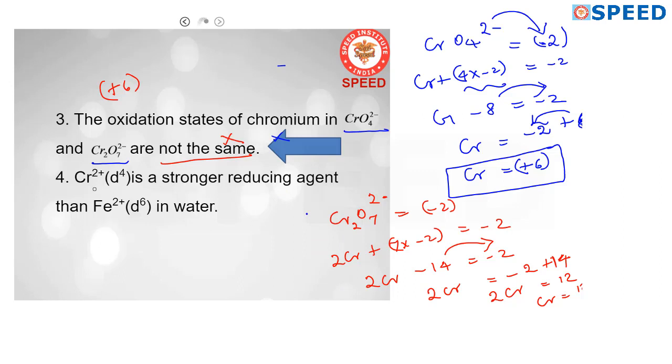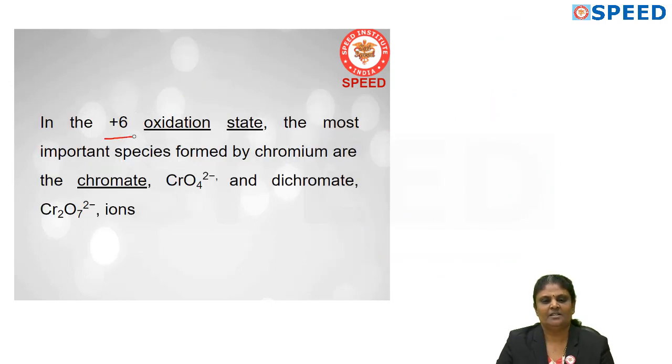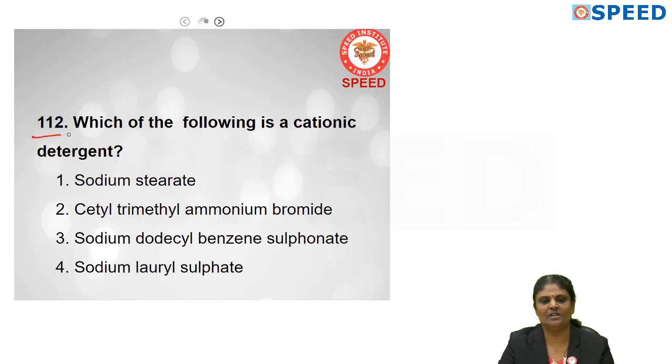Okay, so the next one, Cr2 plus, that is D4, is a stronger reducing agent than Fe2 plus D6. So this is also correct. Okay, the incorrect statement. So this only the incorrect statement. And then this is the plus 6 oxidation state. I already explained how to calculate this oxidation number. Okay, and then 112th question.